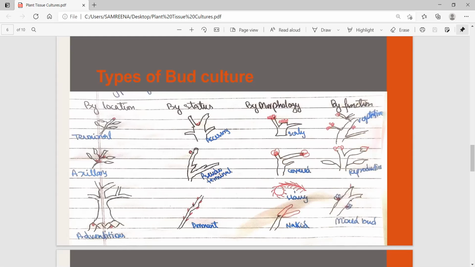Now, as per the function, these buds can be vegetative. They will develop directly into the leaves or shoot, or we are having buds which are simply getting converted into the reproductive organs. Or sometimes we are having mixed type of buds, where some buds will go for vegetative propagation, shoot or leaf they will form, and some buds will form the reproductive parts.